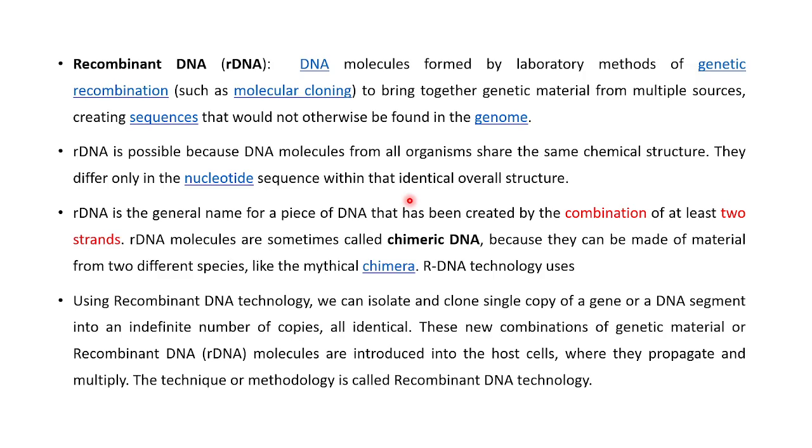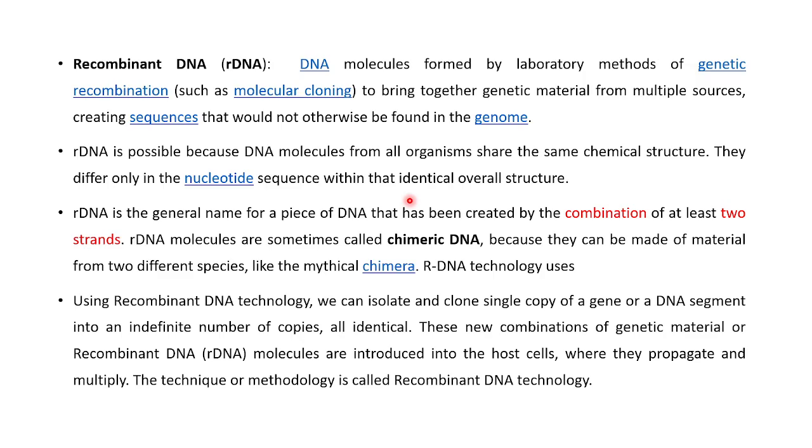Recombinant DNA is possible because DNA molecules from all organisms have a similar chemical structure. We know that there is ATGC in everything. When it's RNA, the thymine becomes uracil. So we know how the nucleotide sequences differ, we have an idea about these nucleotide sequences, and we can play around with them. So rDNA is a general name for a piece of DNA that has been created by the combination of at least two strands.